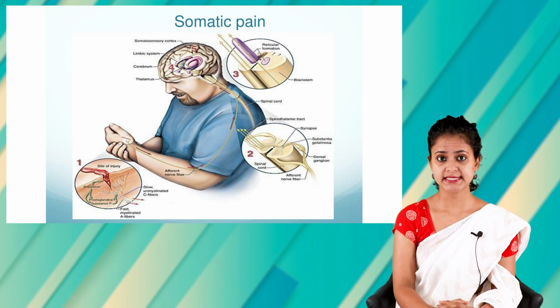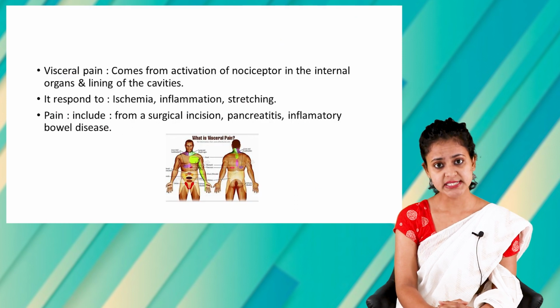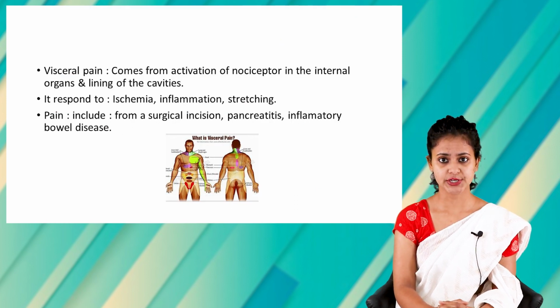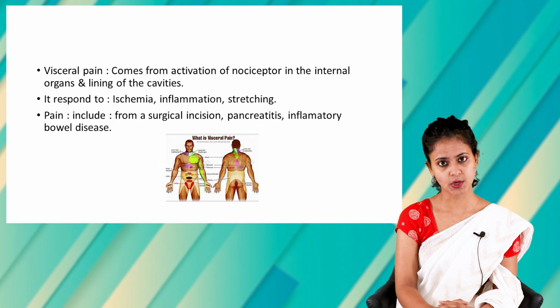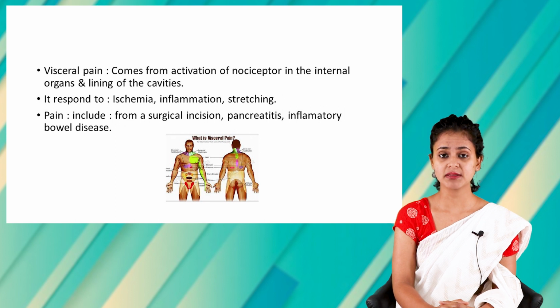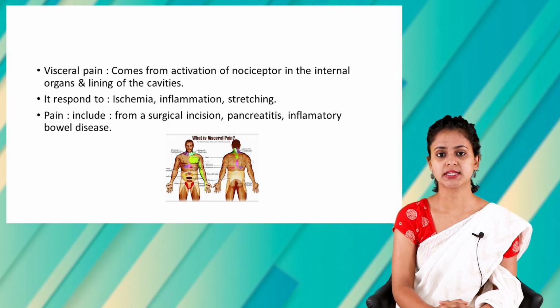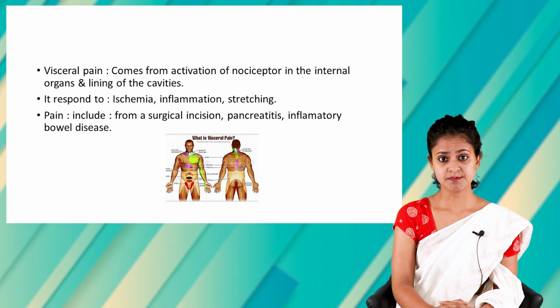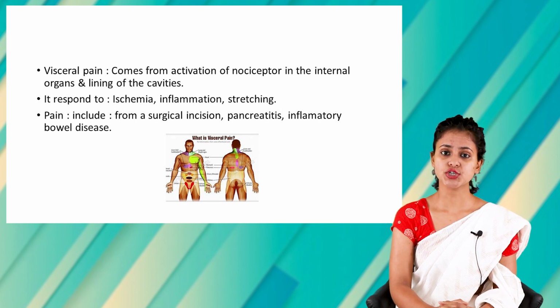Now, the next one is visceral pain. Visceral pain basically suggests the activation of the nociceptors in the internal organs of a particular individual's body. The activation of the nociceptors can occur in the internal organs, even in the lining of the cavities of the body. In response to this, there will definitely be pathological conditions or changes. These often include ischemia, inflammation, even the stretching of the internal organs and their connective tissue layers.